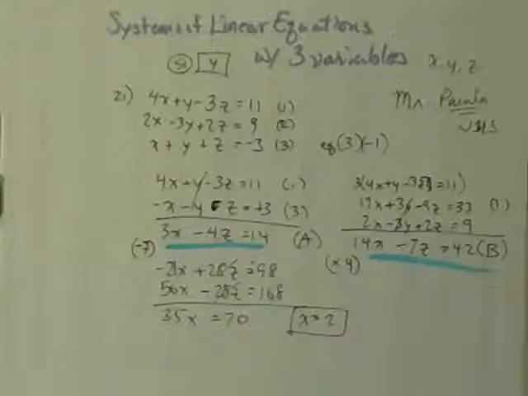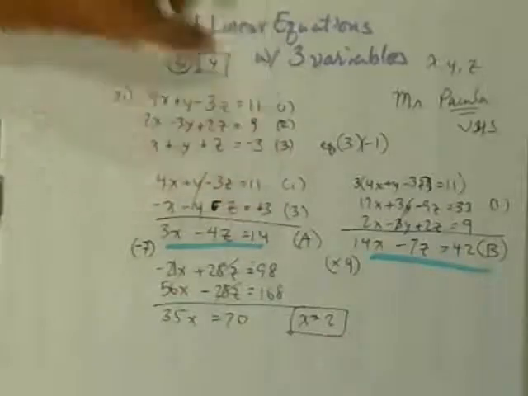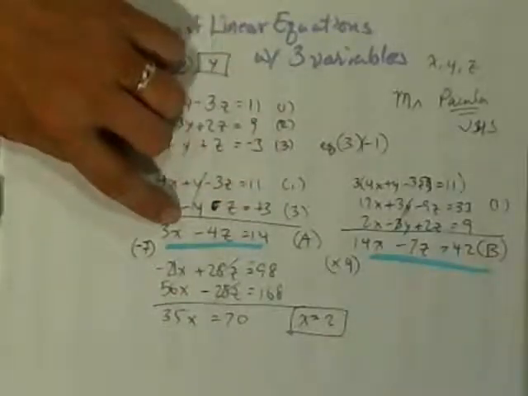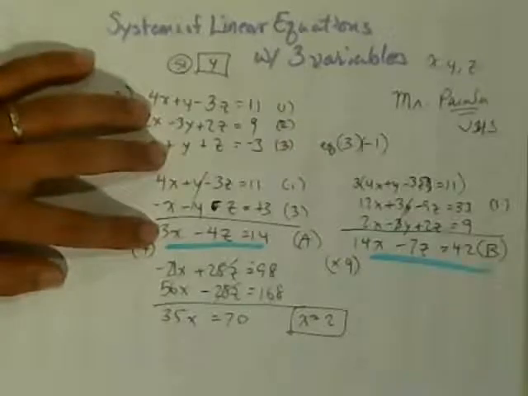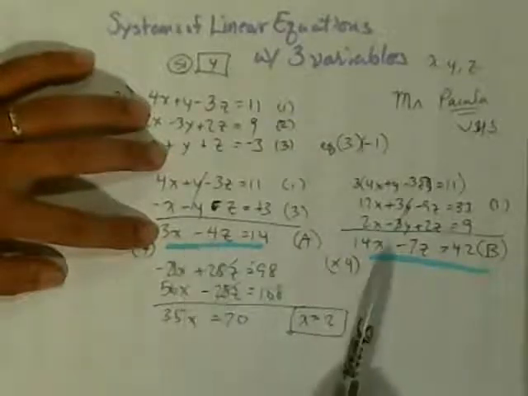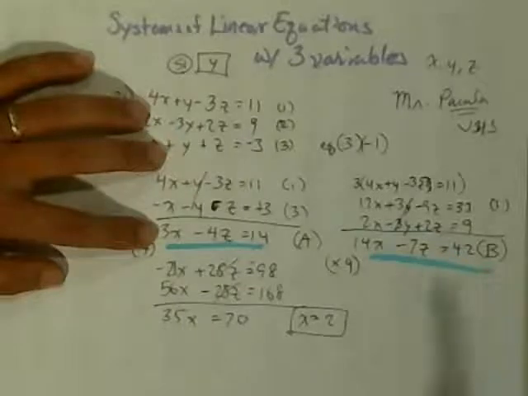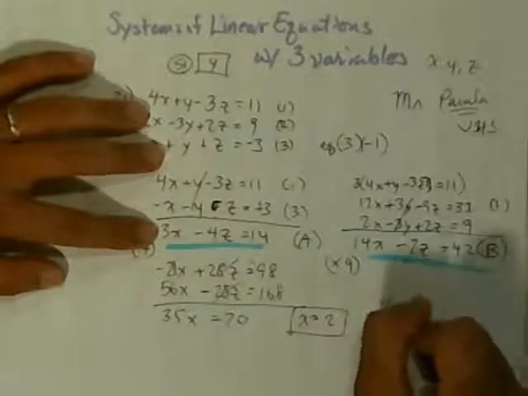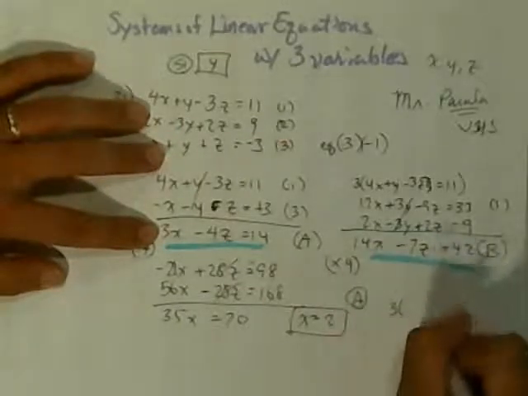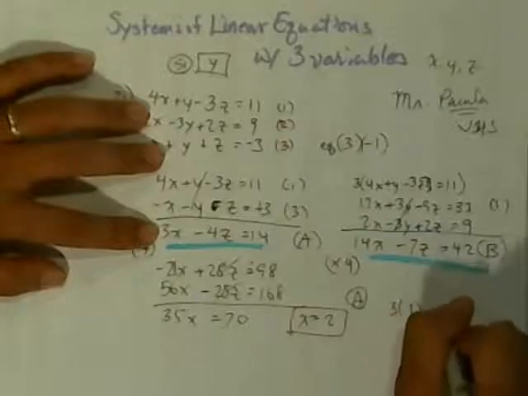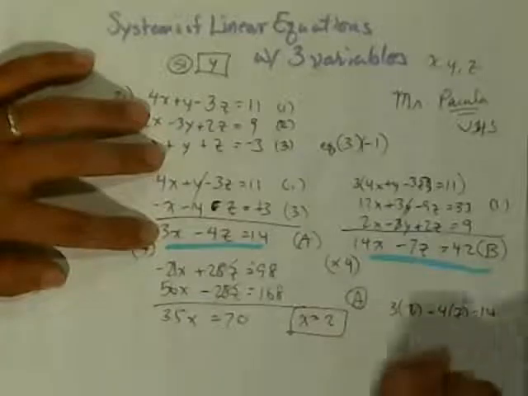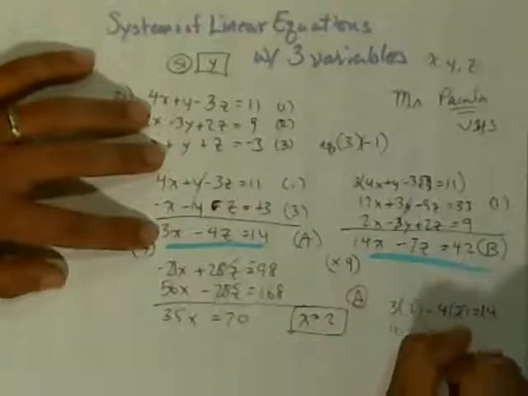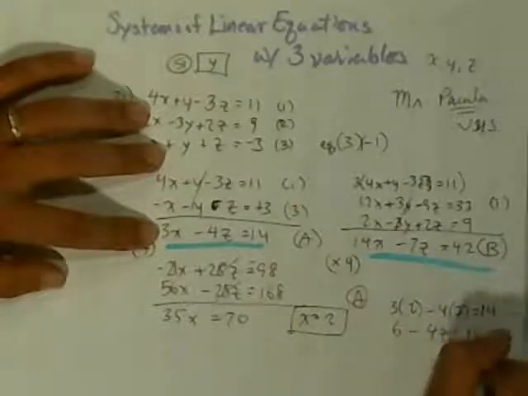So anyways, we are going to do the second variable now. We can either plug into equation A or equation B now. I like this equation. It's a little bit easier than this one to work with. So 3 times equation A: 3 times 2 minus 4 times z is equal to positive 14. 6 minus 4z is equal to 14.